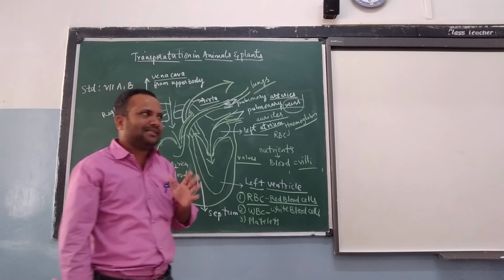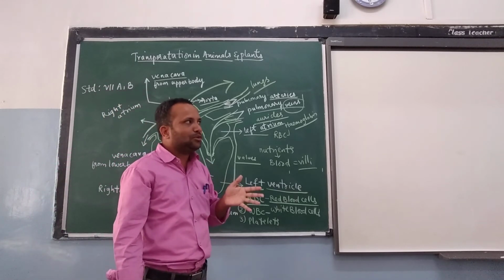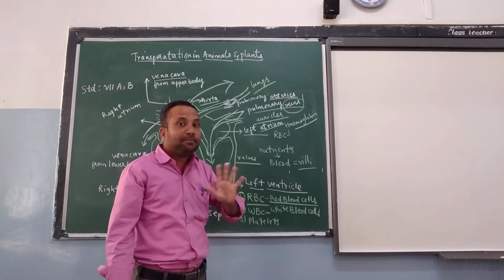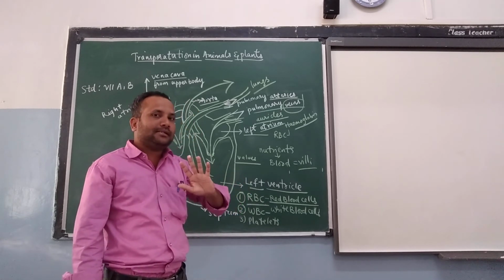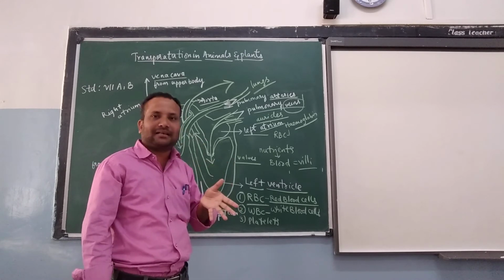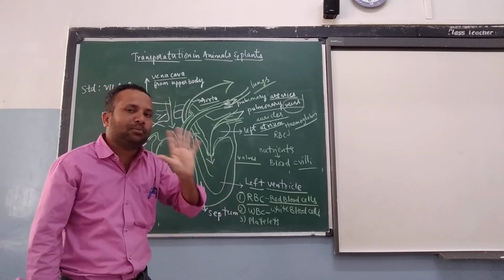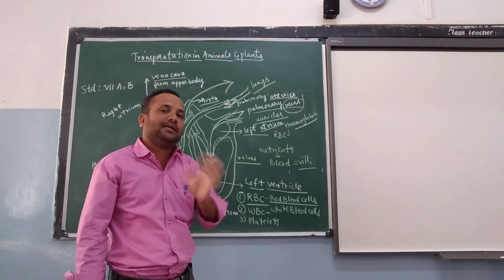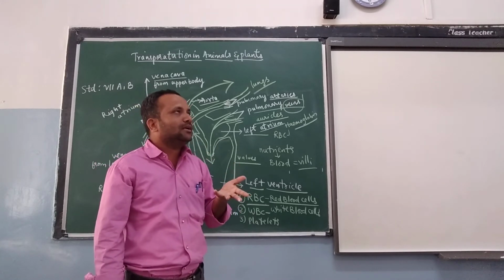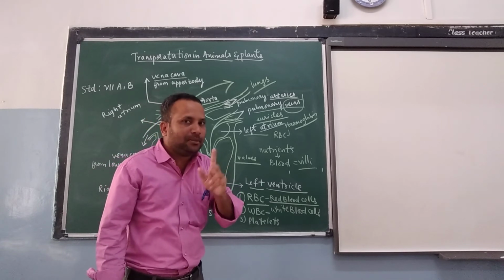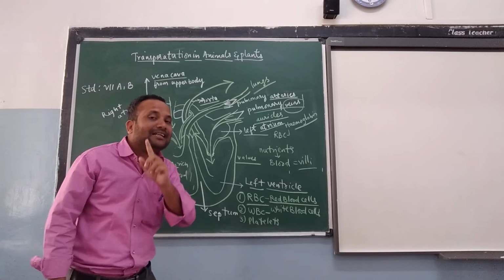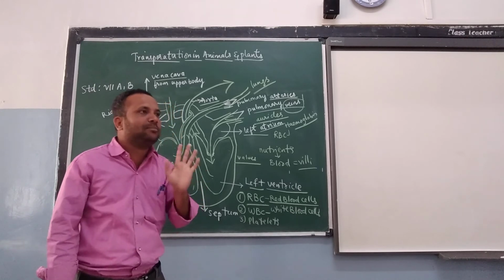Pulse rate means what? It is nothing but the heartbeat rate. How many times the heart is going to beat? That is called the heartbeat, and it is also called the pulse rate. So children, this pulse rate is nothing but because of the contraction and relaxation of the chambers.